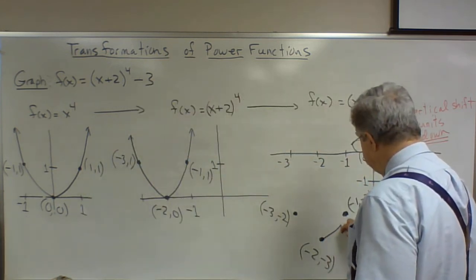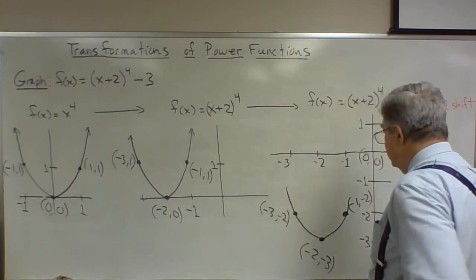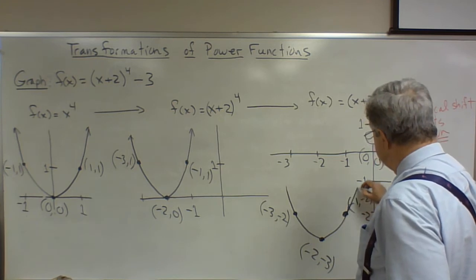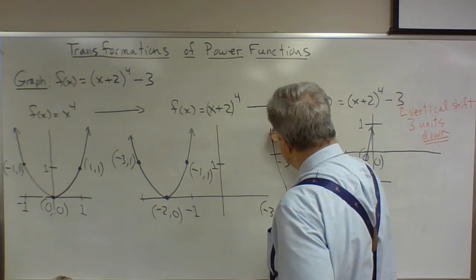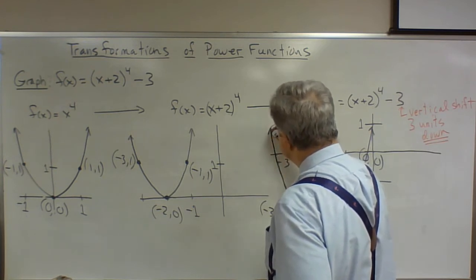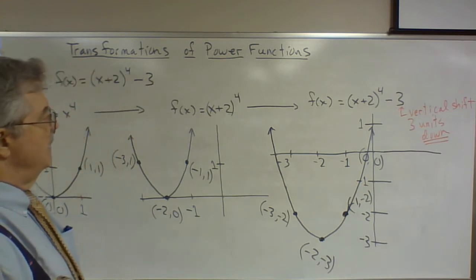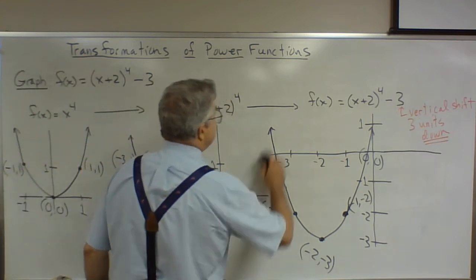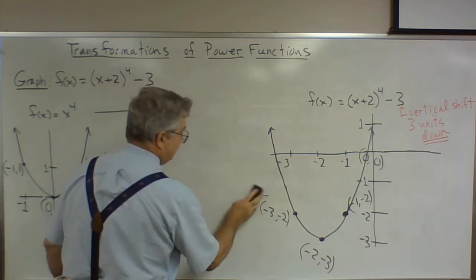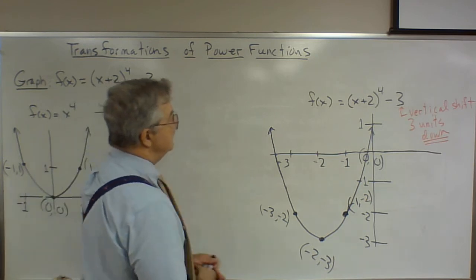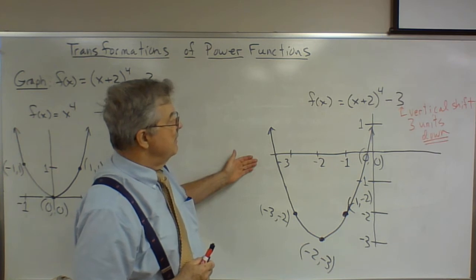That gives us the y coordinate of this point. And here is the skeleton upon which we hang our graph. And there we have it. The finished product: f of x equals (x plus 2) to the 4th minus 3. There it is.